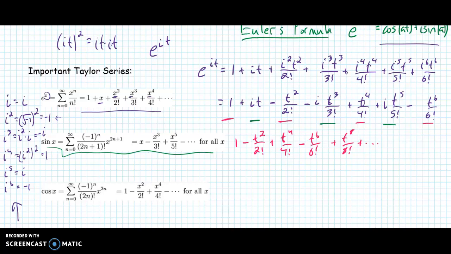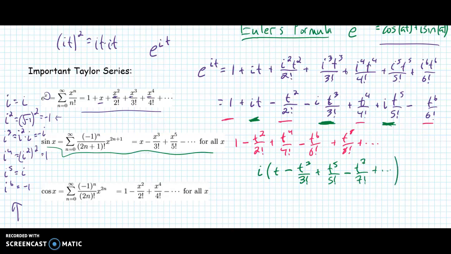And now let me do the green. I'm going to factor that i out, times t, then minus t cubed over 3 factorial, then plus t to the 5th over 5 factorial. What's the next one going to be? You can guess it: t to the 7th over 7 factorial. Plus... That pattern's going to go forever.